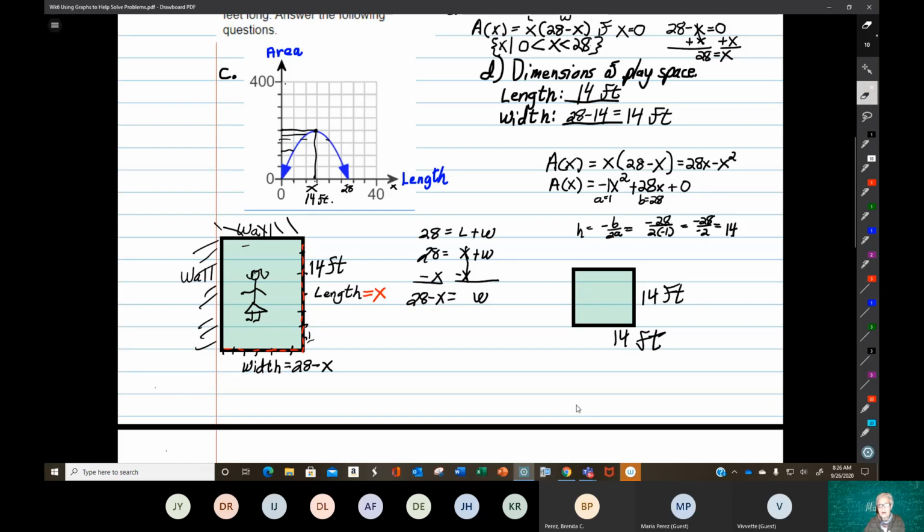Could we have done it without the graph? Yes. By using what we did last week, yes. Oh, and that's all they ask. They don't ask for what is the maximum area, but we could find that, couldn't we? We could just say, okay, well, the area then, if we're dealing with 14 times 14, the area would be 14 times 14.